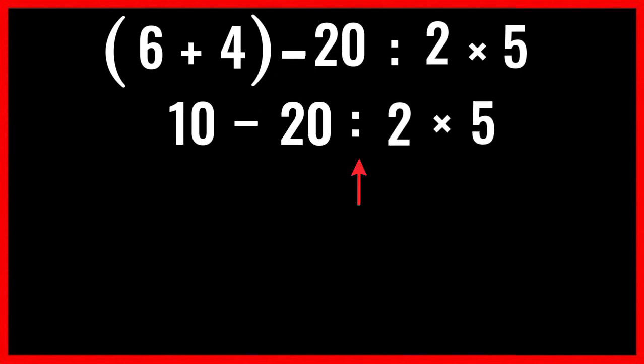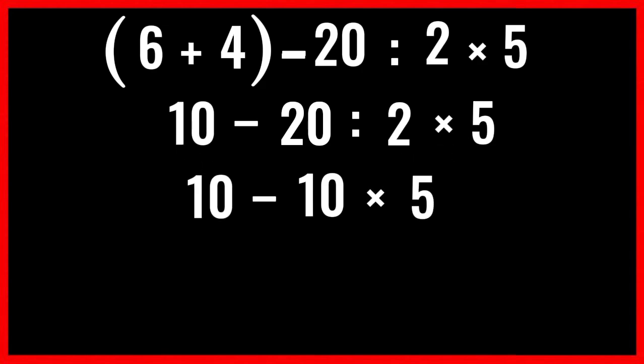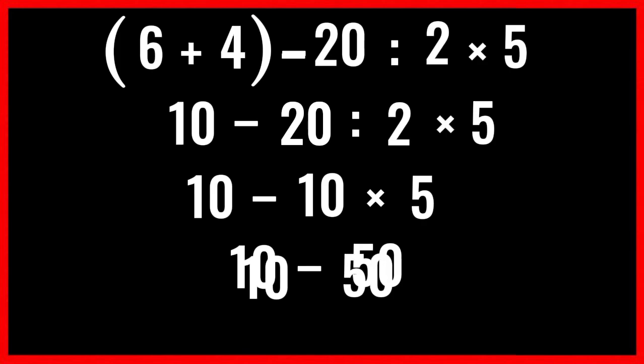Next, perform division and multiplication from left to right. Start with the division. 20 ÷ 2 equals 10. Now the expression becomes 10 - 10 × 5. Next, multiply. 10 × 5 equals 50. Now we have 10 - 50. Finally, subtract. 10 - 50 equals negative 40.